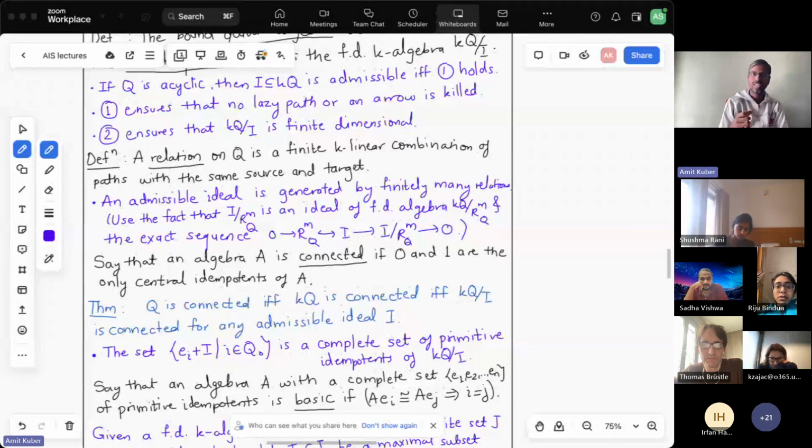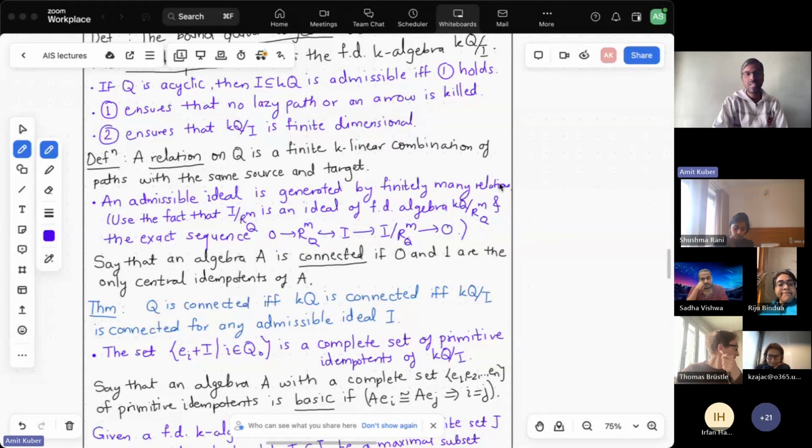Okay, there is no other non-trivial idempotent which is central, which commutes with every other element. And this connectedness of an algebra is obviously related to connectedness of the quiver. So Q is connected as a graph. I mean, there should be a zigzag of arrows between any two points. The underlying undirected graph should be connected.